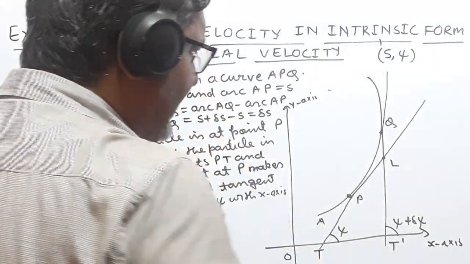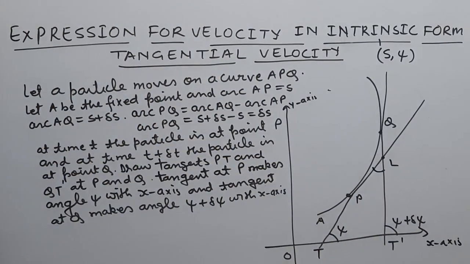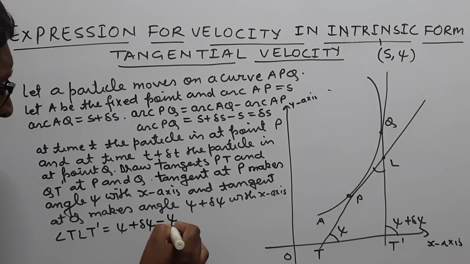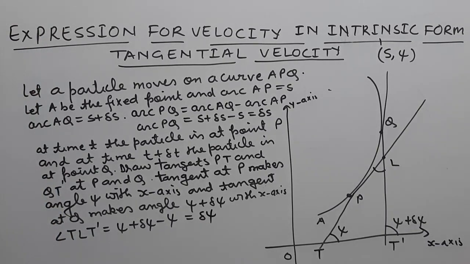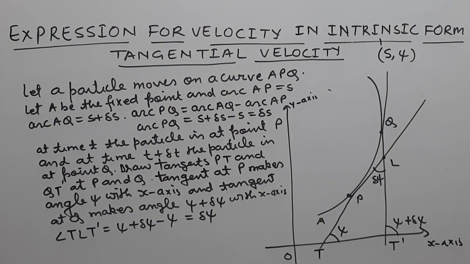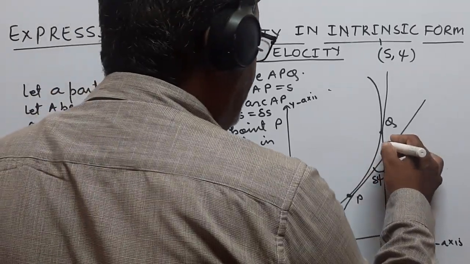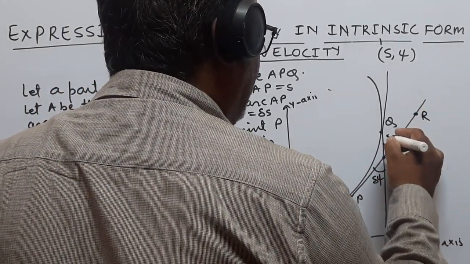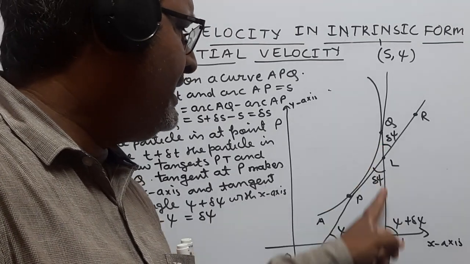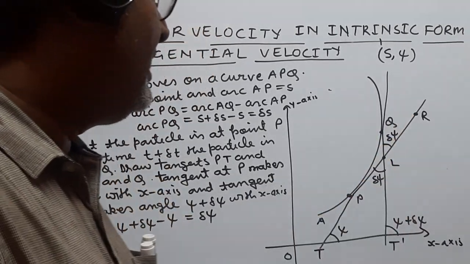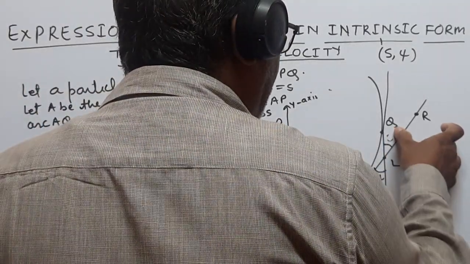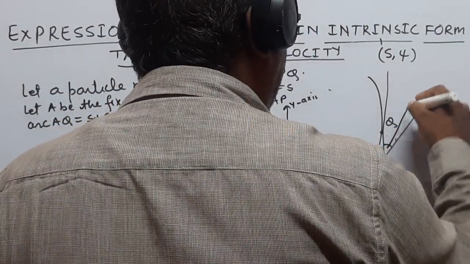Now we find the angle TLT dash. Angle TLT dash is equal to psi plus del psi minus psi, which is equal to del psi. Suppose this point is R. Angle QLR is also del psi, because angles TLT dash and QLR are vertically opposite angles.